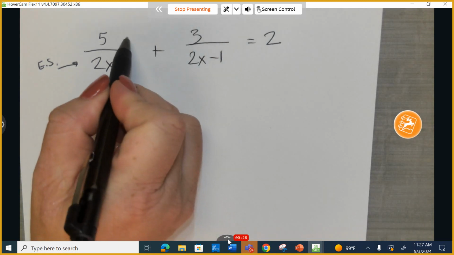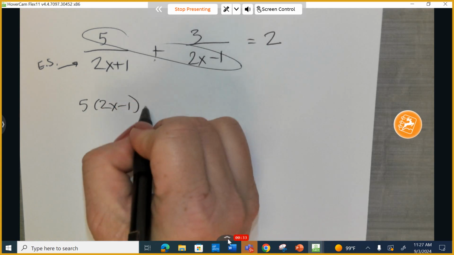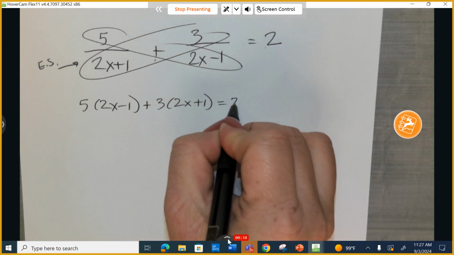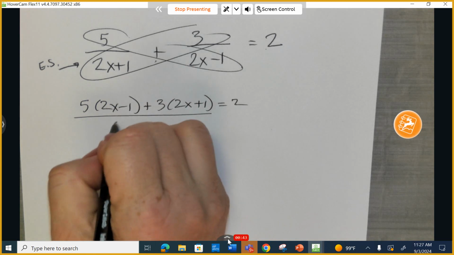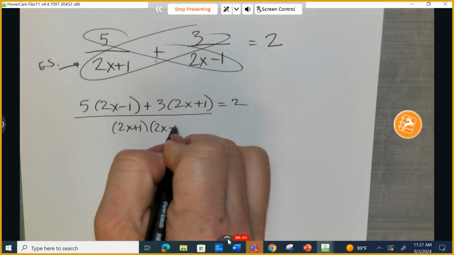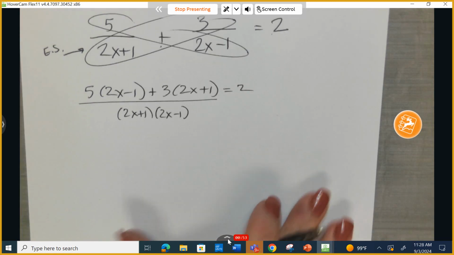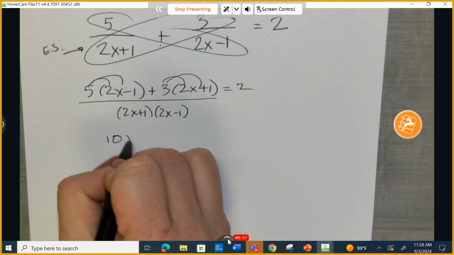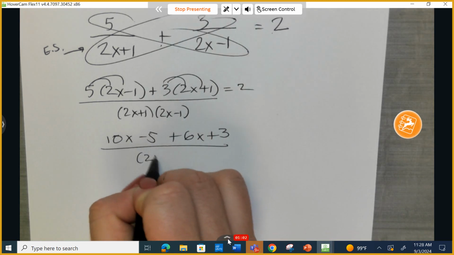Let's get started. So I'm going to take 5 times the quantity 2x minus 1, bring down the plus sign. I'm going to take 3 times the quantity 2x plus 1, and set it equal to 2. But what a lot of students forget is to take the two denominators and push them together. You take the product of the two denominators. Now, I personally would not take time at this point to FOIL that out. I'd leave it just as is. I'm next going to multiply the 5 and the 3. 10x minus 5 plus 6x plus 3 all over this quantity.